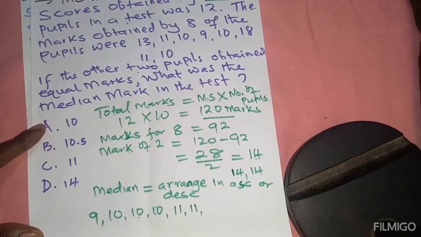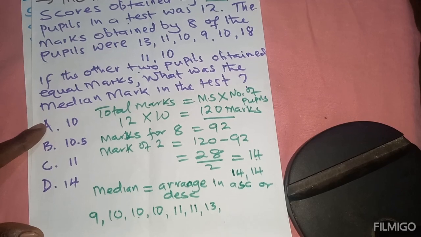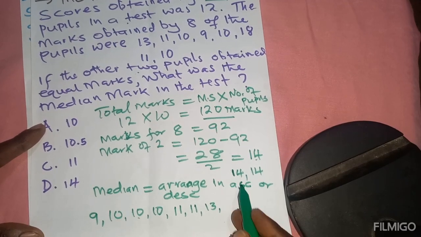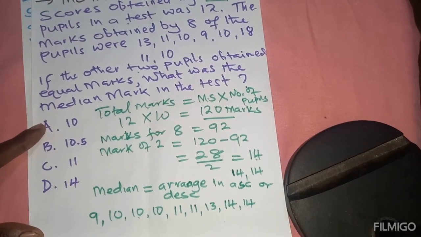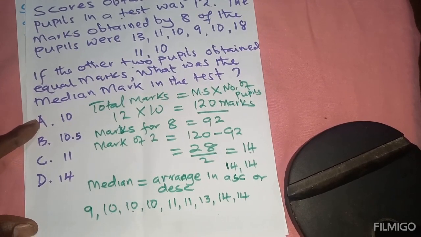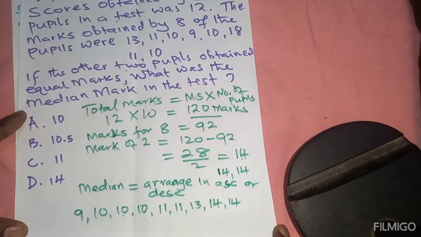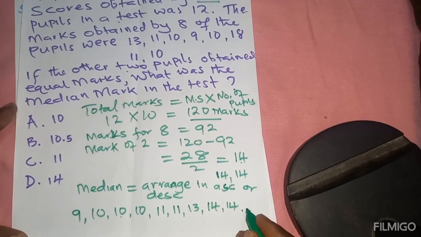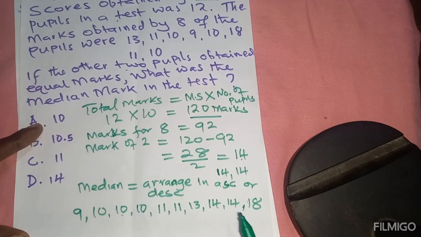From there, we move on to the next one, which was 13, and only 1 pupil obtained 13 marks. Then we have these 2 who obtained 14 each, 14, 14. Then from 14, we have 18. So we have a total of 10: 1, 2, 3, 4, 5, 6, 7, 8, 9, 10.